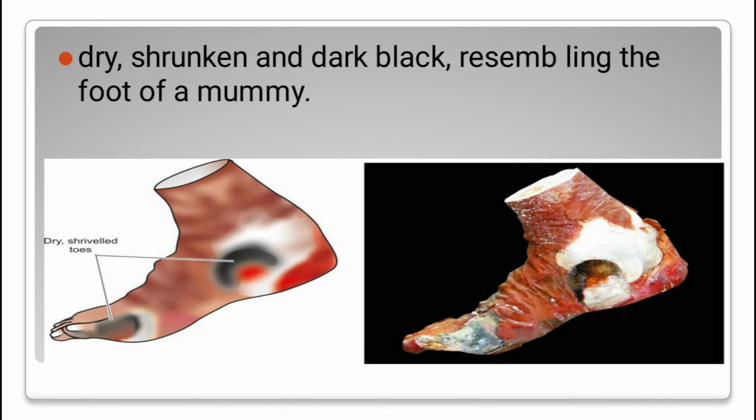Let's see about the morphologic features in dry gangrene. Grossly, the affected part is dry, shrunken, and dark black in color, resembling the foot of a mummy. The color is black due to liberation of hemoglobin from hemolyzed red blood cells, which is acted upon by hydrogen sulfide. The hydrogen sulfide is produced by the bacteria, resulting in the formation of black iron sulfide. As I have already said, all types of gangrene undergo liquefaction by the action of putrefactive bacteria.